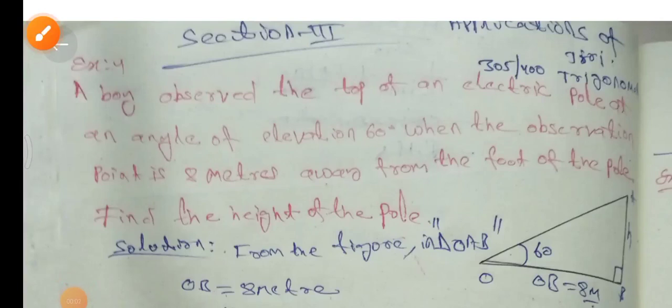Section 3 questions. A boy observed the top of an electric pole at an angle of elevation 60 degrees when the observation point is 8 meters away from the foot of the pole. Find the height of the pole.